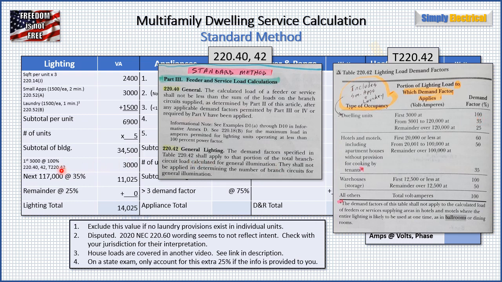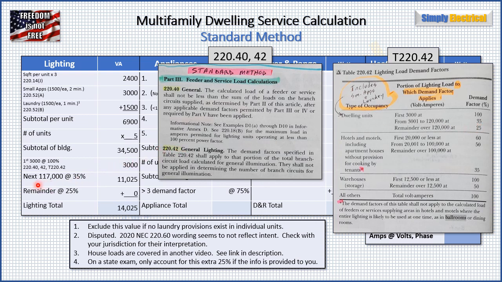So we go over here to our table and it says the first 3,000 at 100%, which means we just take off of this number here, our general lighting load, we take 34,500, subtract 3,000 from that, and that'll be taken at 100%. And that'll leave us with 31,500 volt amps.